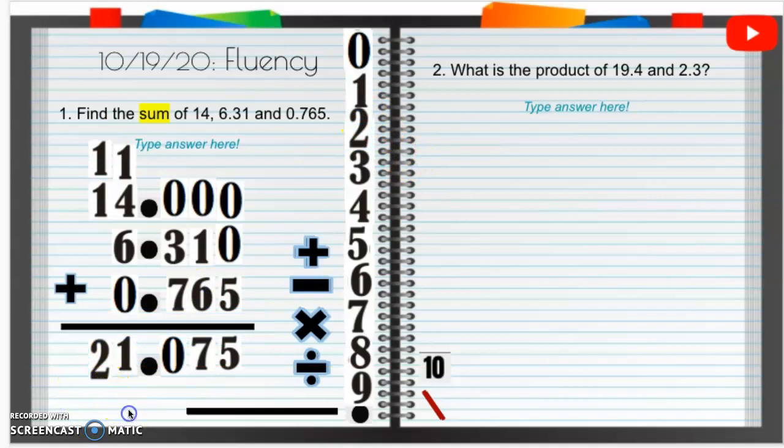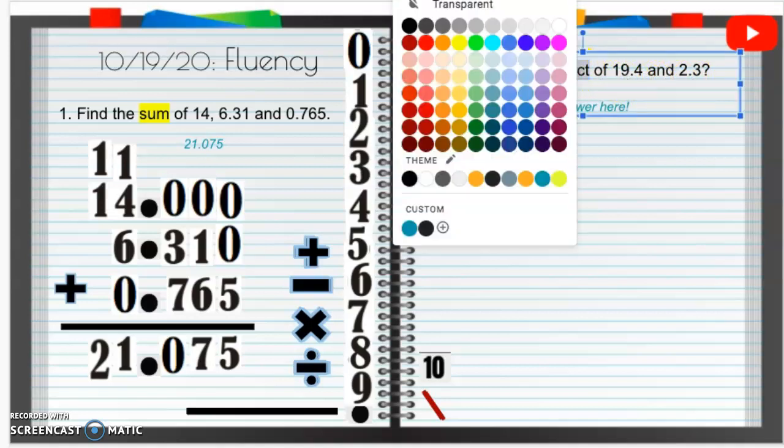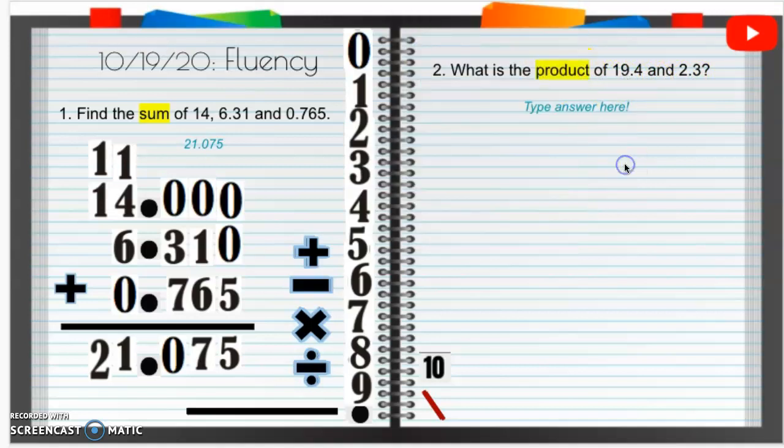So our answer here is 21. I am going to type it in here. You don't have to. You can circle it if you want. 21 and 75 thousandths. So that is our sum. 21 and 0.75 or 75 thousandths. All right, let's look at number 2. What is the product of 19 and 4/10 and 2 and 3/10? Product. Well, I know that's not the sum. I know that's not difference because I know that's add and subtract. Oh, multiply. Duh, we could do this.